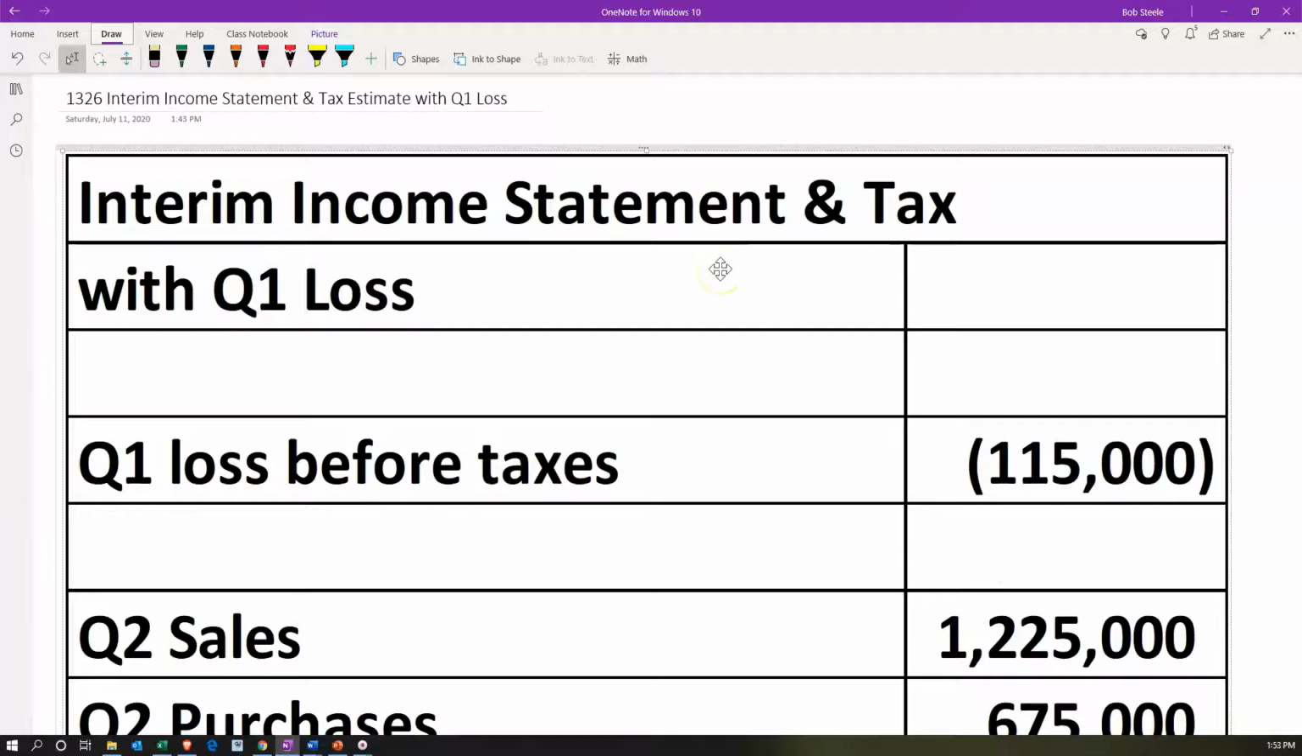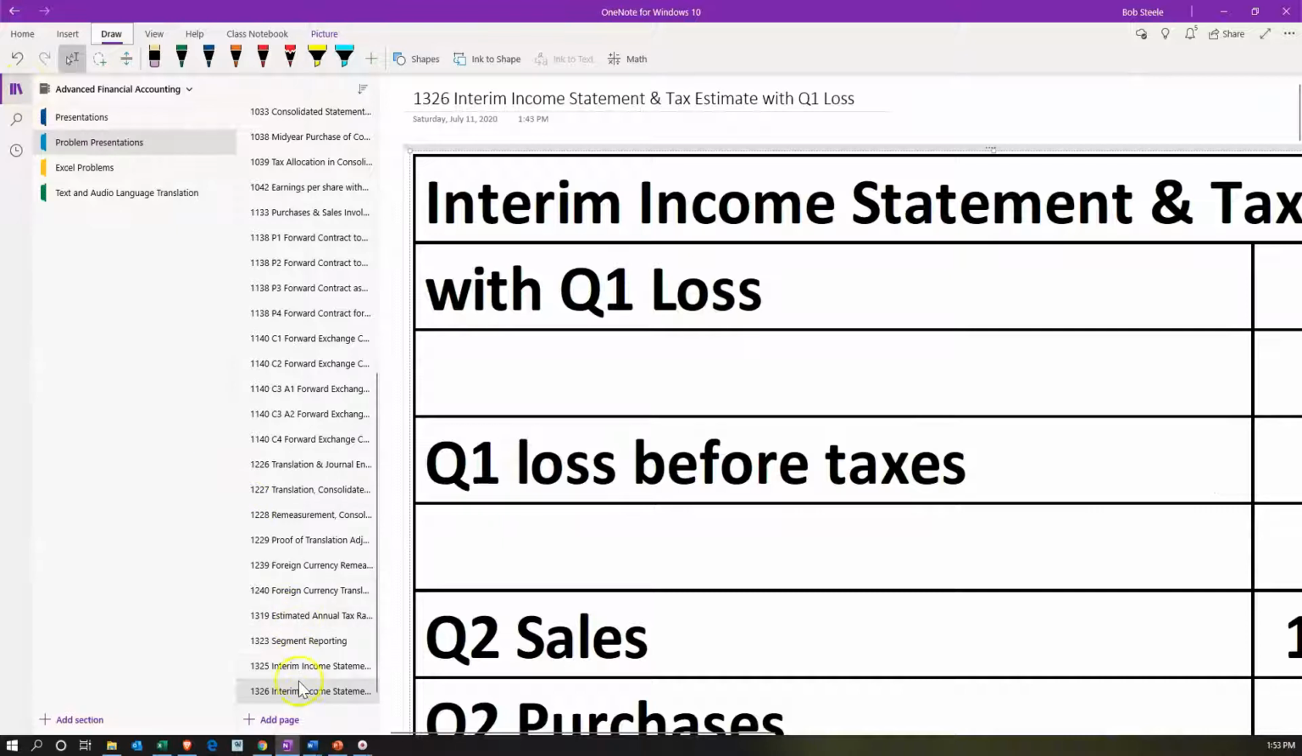Here we are in OneNote. If you would like to follow along in OneNote, and it's not required to do so, but if you have access to it and would like to, then we're going to be in the 1323 section in the interim income statement and tax estimate with Q1 loss. We're under the problem presentations section. Closing this back out then.